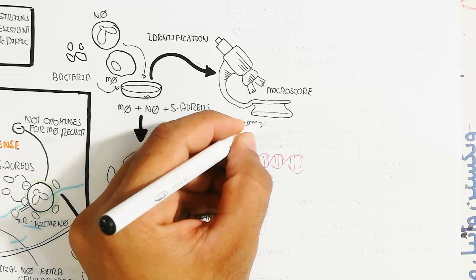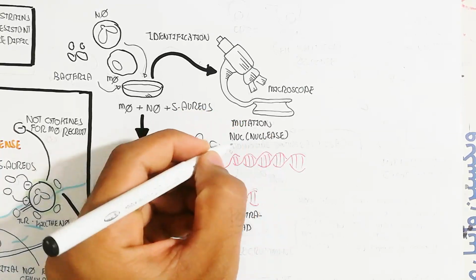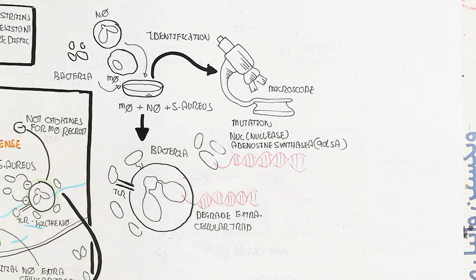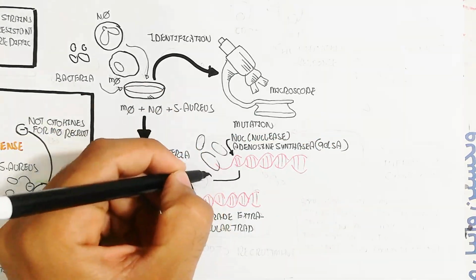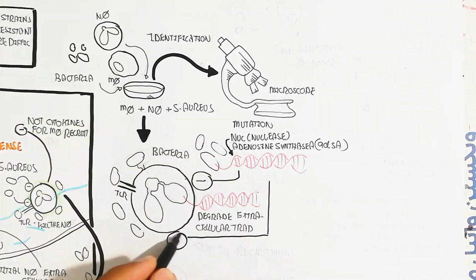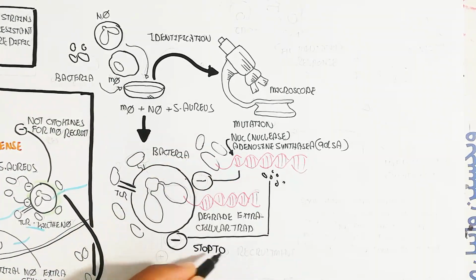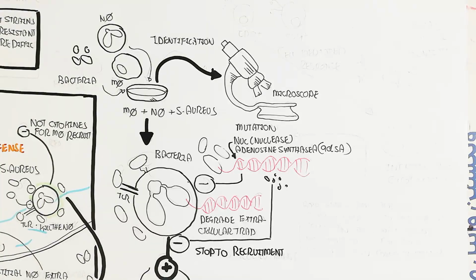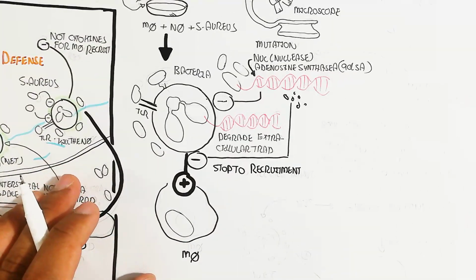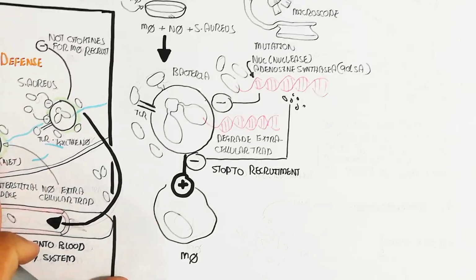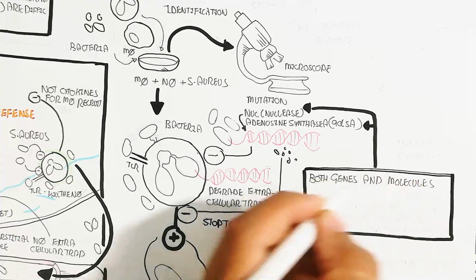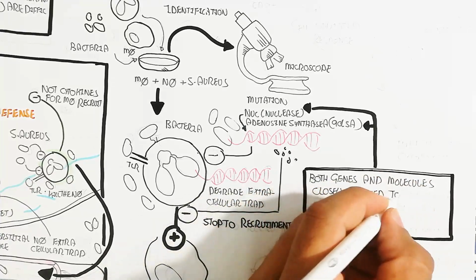The bacteria contain a nuclease and adenosine synthase A, ADSA, which are important for inhibiting the activity of the neutrophil by degrading the NET. In this way, macrophage recruitment stops, the neutrophil is damaged, and cytokines are not produced. In this way the progression of the bacterial invasion into the blood circulatory system becomes possible.